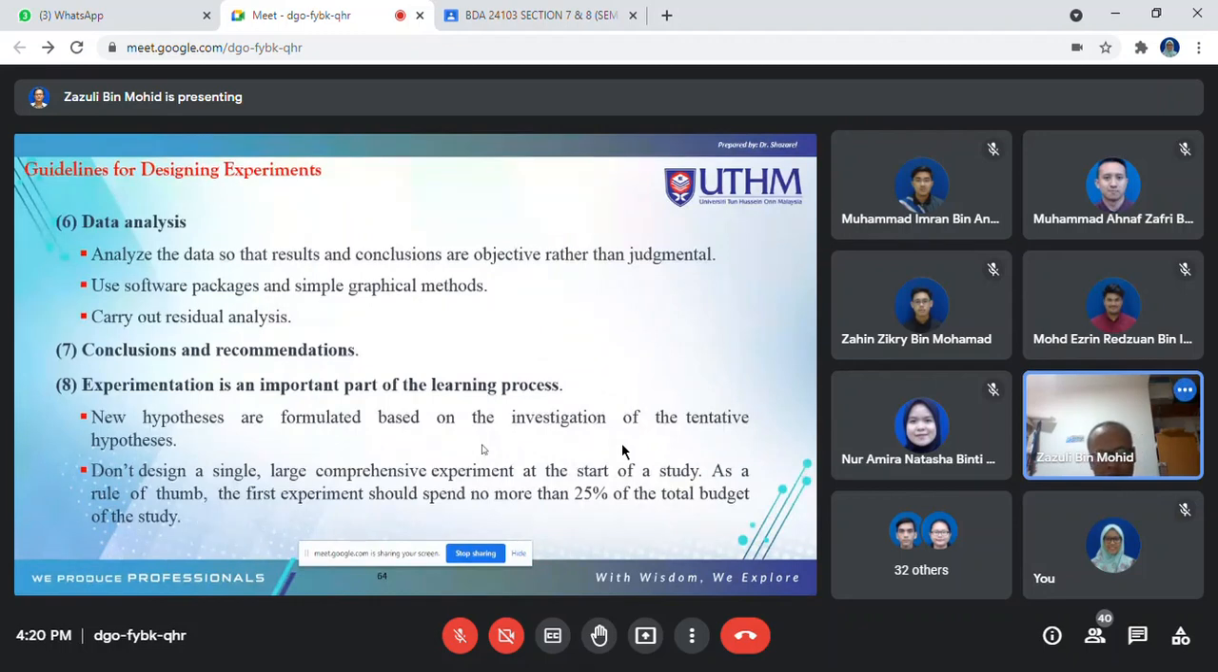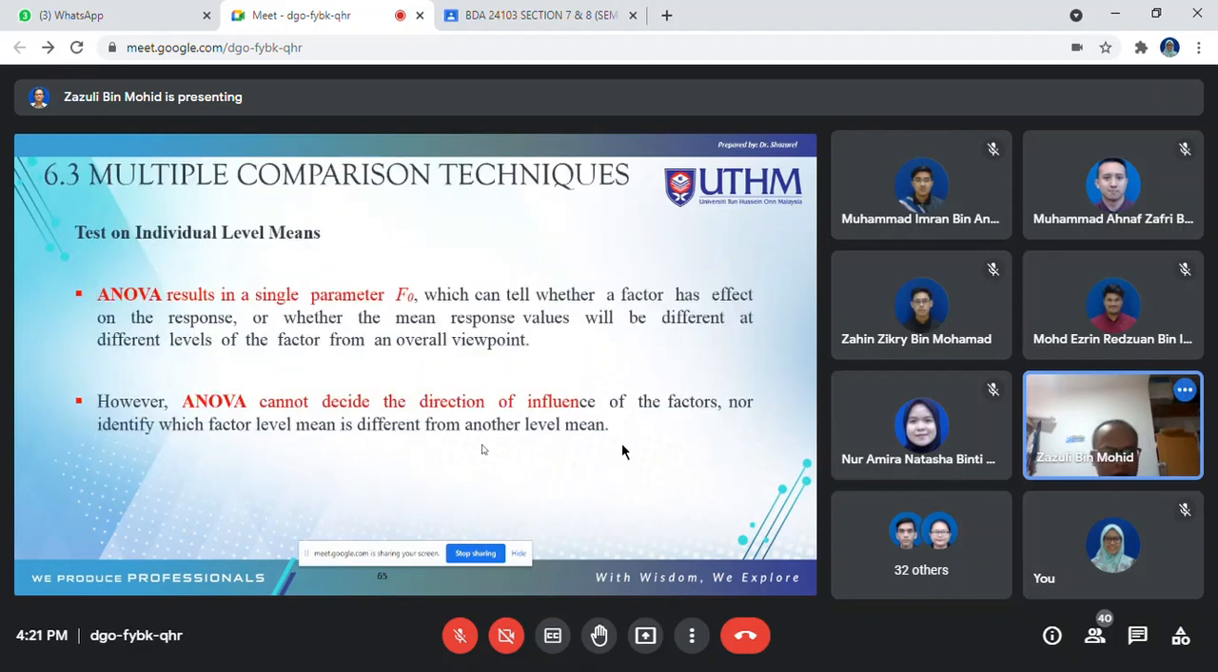And don't design a single large comprehensive experiment at the start of the study. We have to start with a preliminary study. We have to start with a small experiment to confirm that the factors and the levels are applicable, then we can run the whole experiment. By doing that, we can save our time and also cost for our experiment.